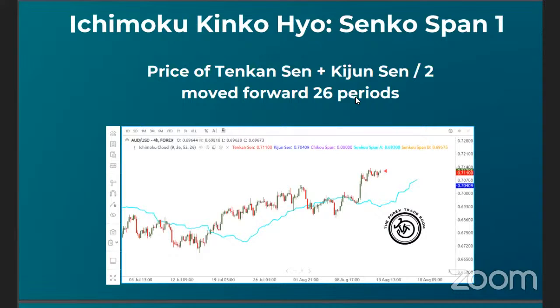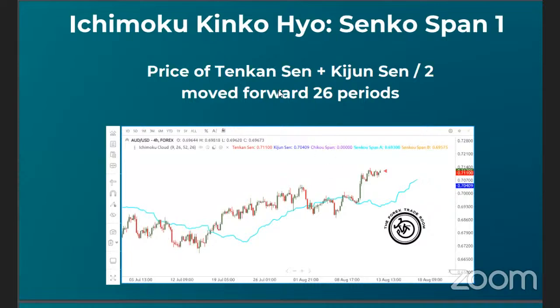So it's kind of like the weatherman trying to predict the weather. In the next 26 periods, where could price potentially be based on the algorithm and the price action? Where could we be headed? So you can see here, if you were going 26 periods in the future, where that line is up ahead. Brilliant, the way this is built out.